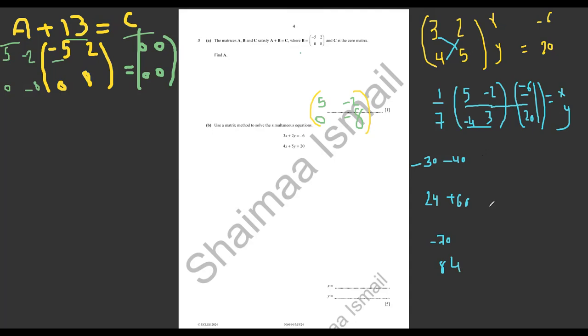All this part is multiplied by 1 over 7, which equals x and y. So the x here will be equal to -70 divided by 7, which equals -10. And the y here, 84 divided by 7, which equals 12. Yeah, we did it. Let's see the next.